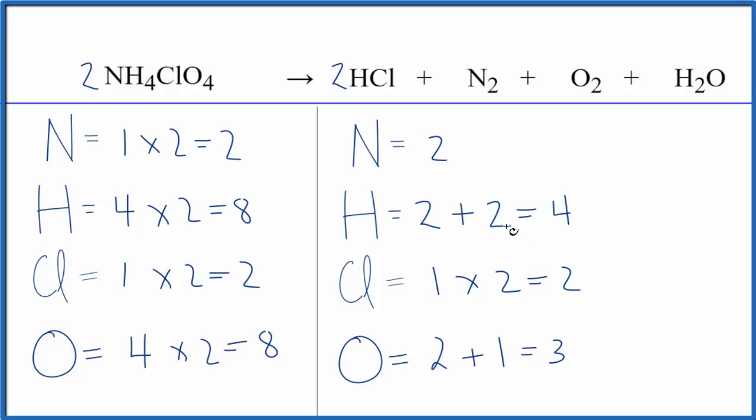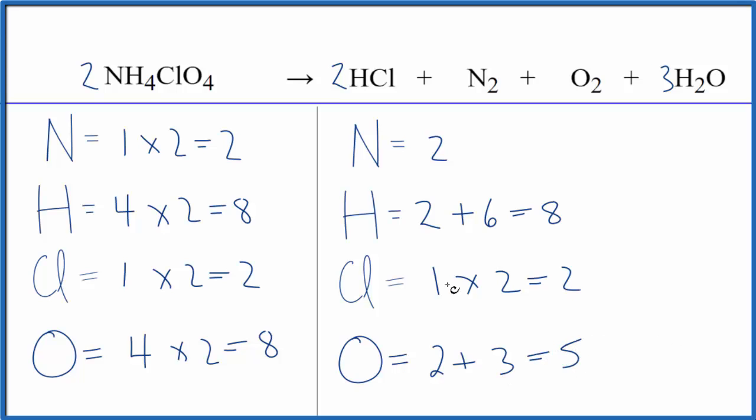So to fix the hydrogen atoms here, I need to have 8. So 2 plus 6 would give me 8. I think I'm just going to put a 3 here. So I have the 2 plus 3 times 2 is 6. That gives me 8. And that still keeps the chlorine atoms balanced as well. I do need to update the oxygen atoms though. So I have 2 oxygen atoms plus the 3 times the 1, 3, and that gives me 5.